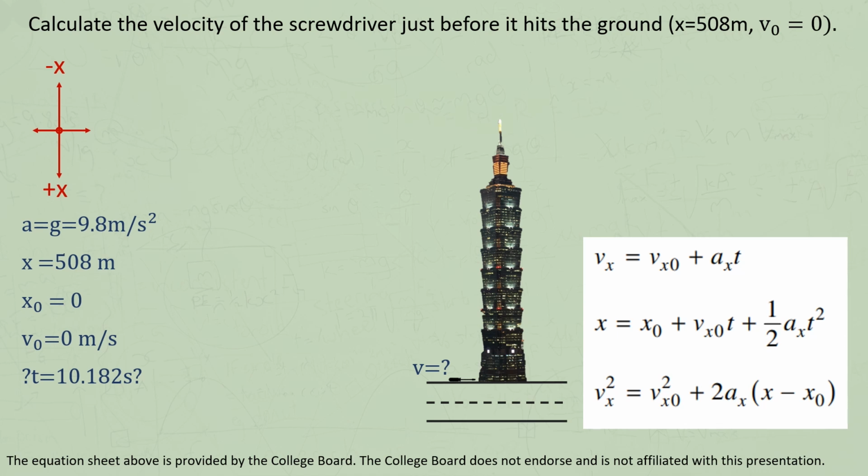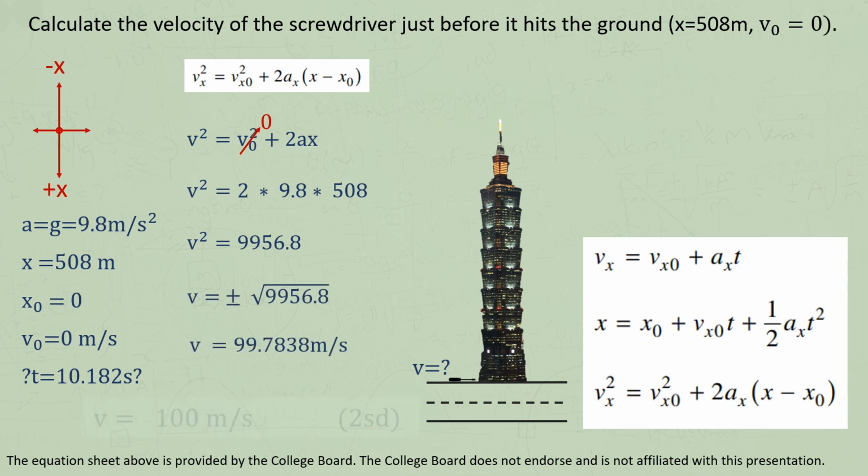our final answer appropriately. Clearly the first formula would work, but it uses time. The last formula doesn't use time, so we'll use that one, even though it's slightly more complicated. So we substitute in the values, and it comes out an incredibly high velocity of 100 meters per second, rounded to 2 significant digits, since that's what we used for the acceleration due to gravity.